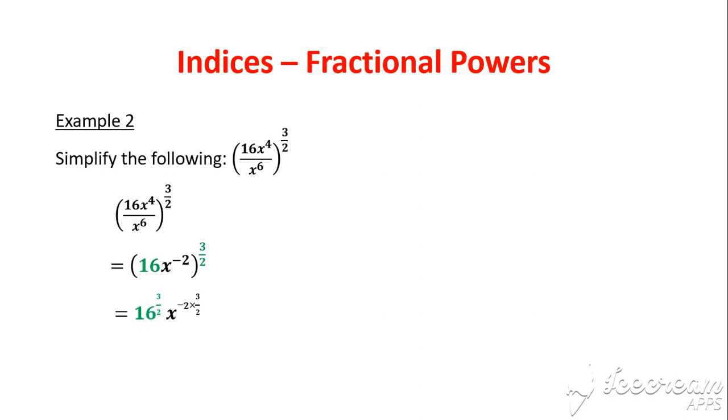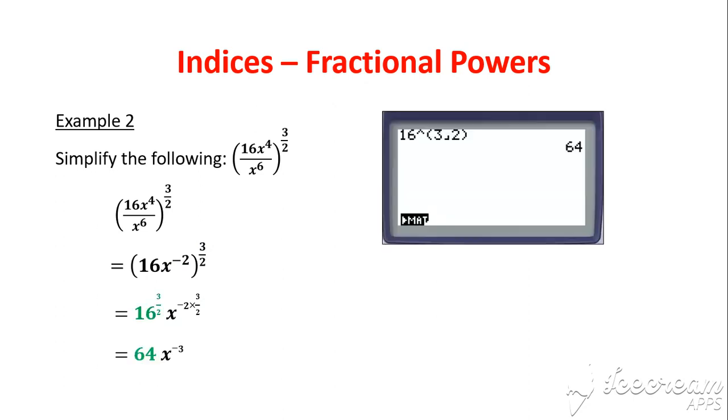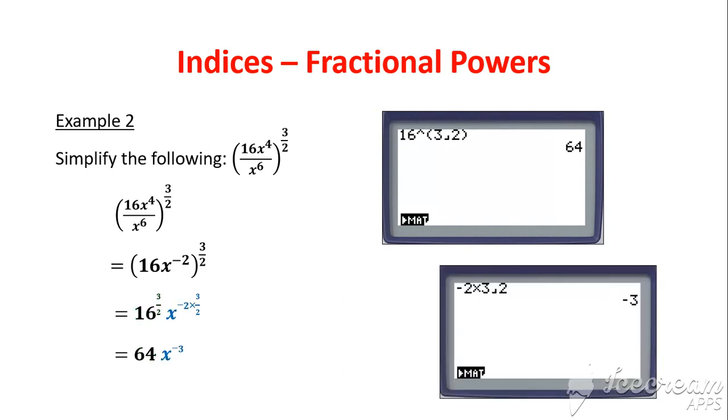Now let's multiply out the brackets. So we have 16 to the power of 3/2, and we have x to the -2 to the power of 3/2. So once again, like the last example, go 16 to the power of bracket 3 over 2, and that gives us 64. Now when we do the x to the -2 to the power of 3/2, we just multiply the powers. So -2 times 3 over 2 gives us -3. So we're left with x to the power of -3. So we have 64 times x to the power of -3.